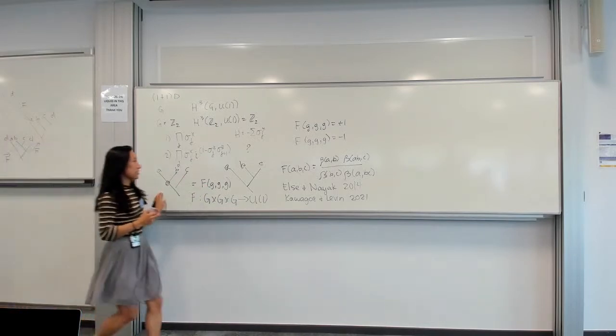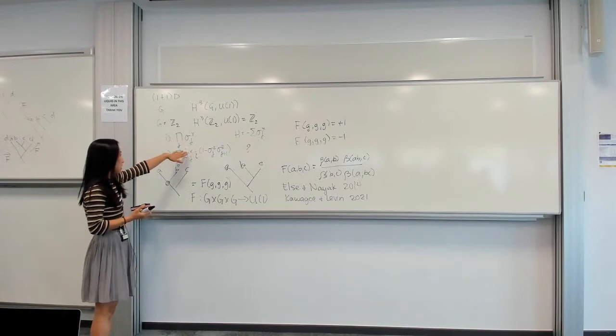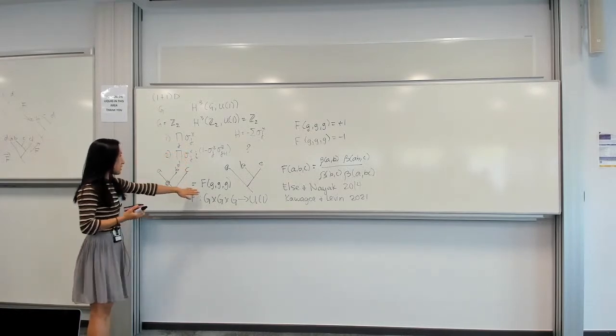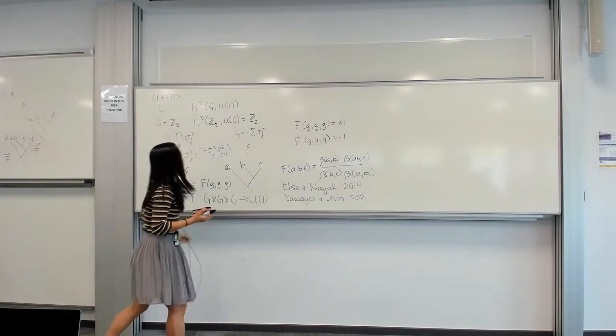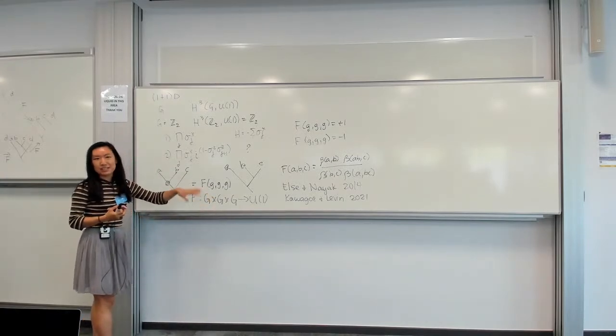Okay, so now this is nice. We know that if we have a group-like symmetry, all we have to do is compute this F symbol, which we can do, and then we need to check that it's not a coboundary. And if it's not a coboundary, then we know it's anomalous.